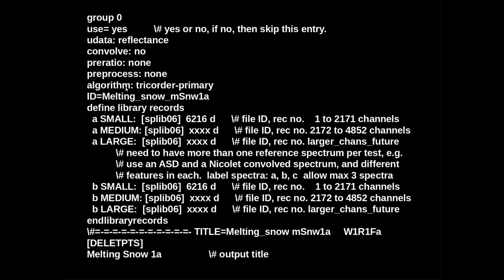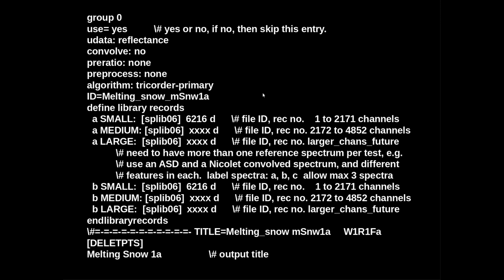The algorithm choice, we call it tricorder because it's after the Star Trek tricorder system. That's the spectral feature fitting routine that does a least squares fit with continuum removed spectral features. The ID for this reference material is melting snow. Then you define the library reference spectra. There are 3 entries for small, medium, and large spectra.